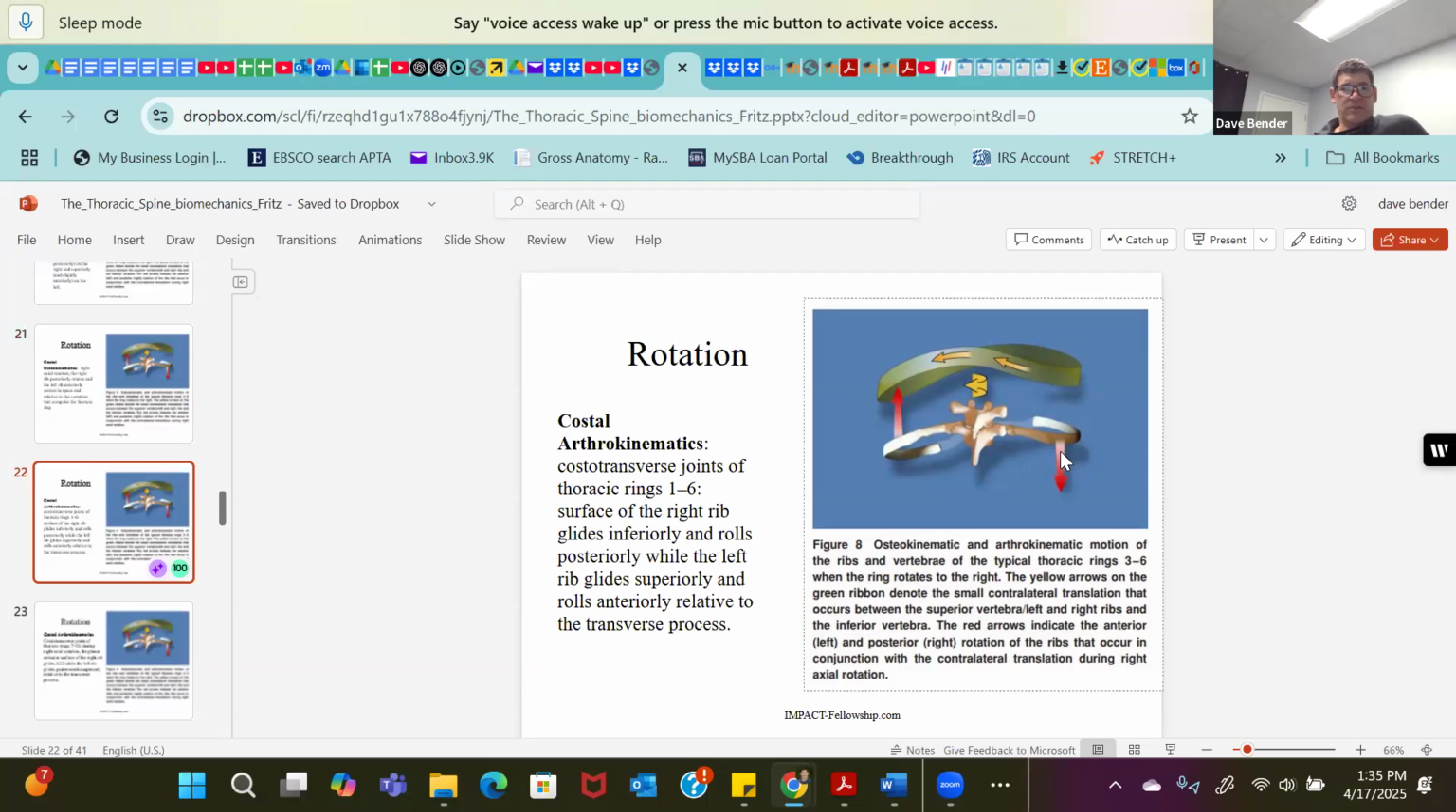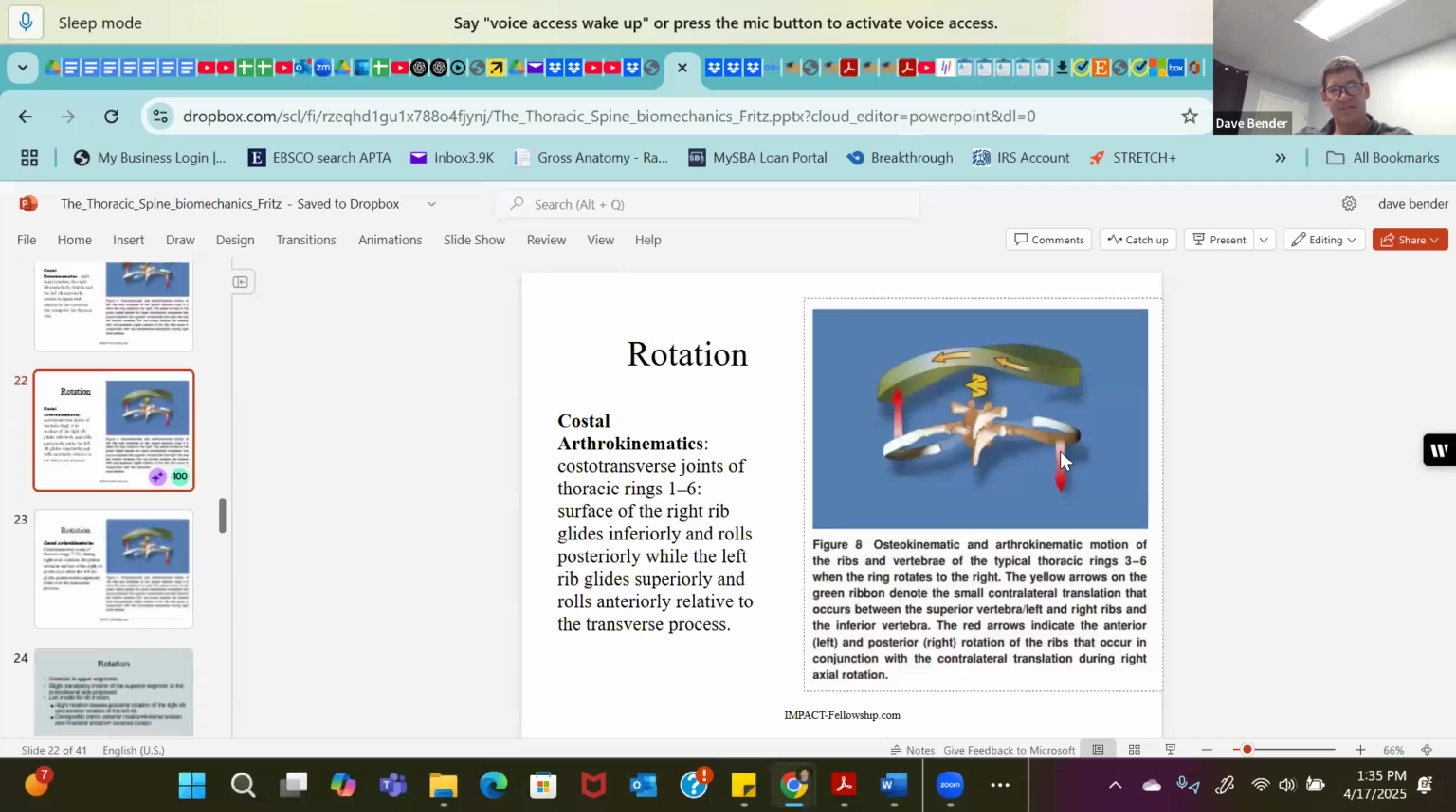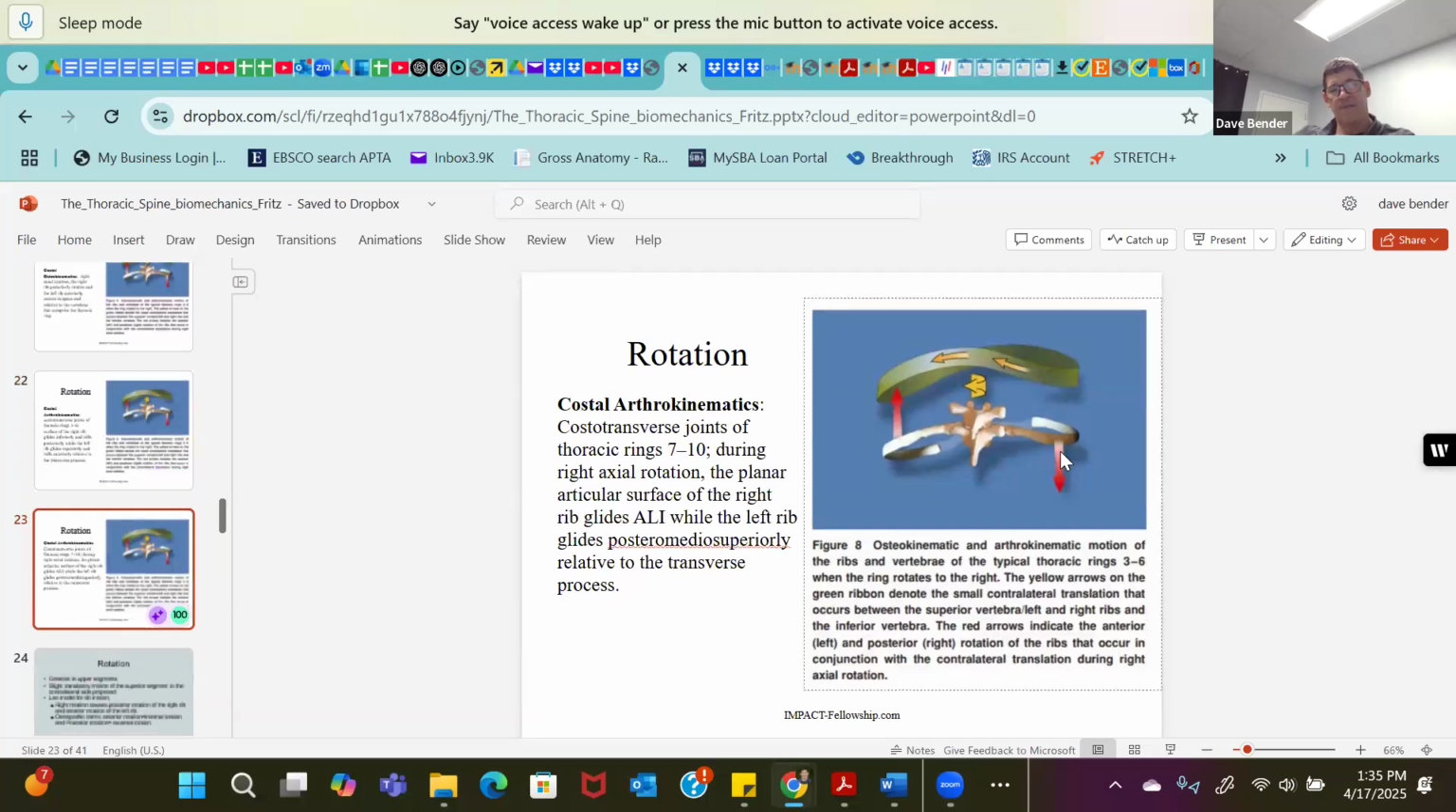Arthrokinematics, the costotransverse joints, 1 through 6. The right rib glides inferiorly and rolls posteriorly, while the left rib glides superiorly and relatively rolls anterior on the transverse process. And if we're looking at the lower costochondral region, 7 to 10, during right axial rotation, the planar articular surface of the right rib glides anterior, lateral, and inferior, while the left rib glides posterior, superior relative to the transverse process.